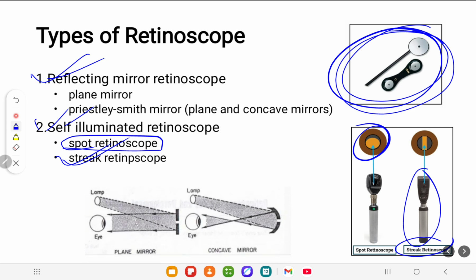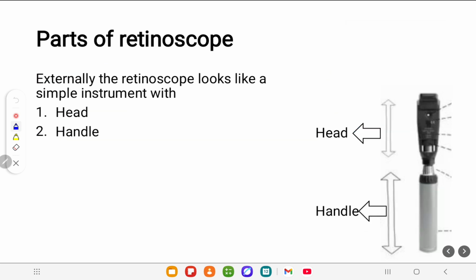We send light from the lamp shown here, and from the mirror the light goes to the eye, and this is the convex mirror effect. Let's go on to the next part.